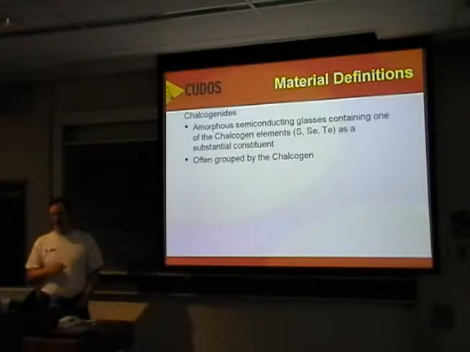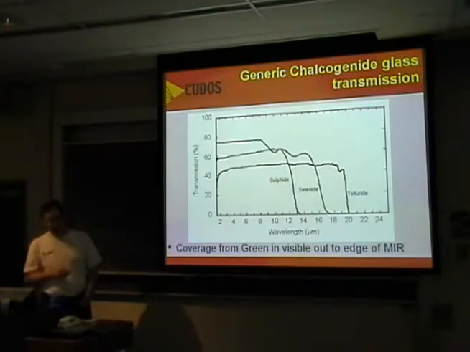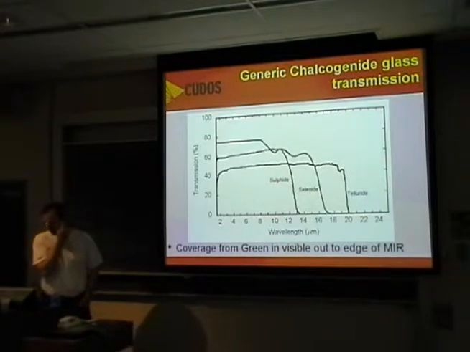Chalcogenide glasses are usually grouped by the chalcogen element that you actually got in them, and there's a reason for that. Because when you look at the transmission of the glass, this is what you see. Now, sulfide containing glasses cut off somewhere around the 10 micron region. Selenides go a bit further out to about 15, and tellurides go out to somewhere in the 20 micron region.